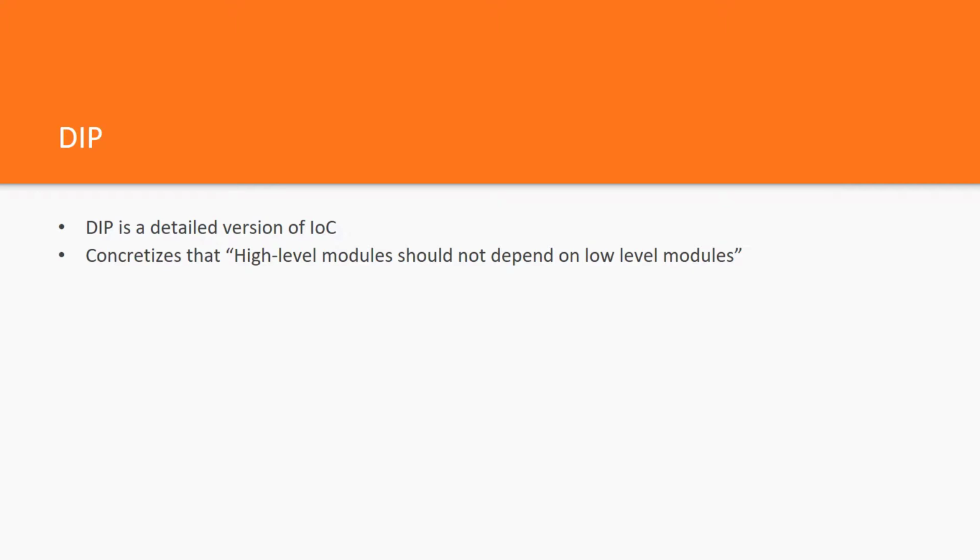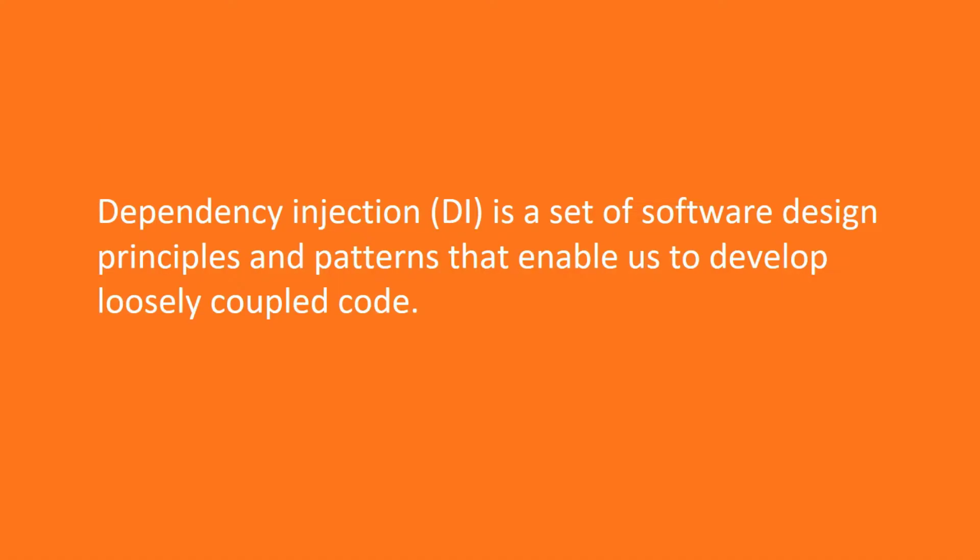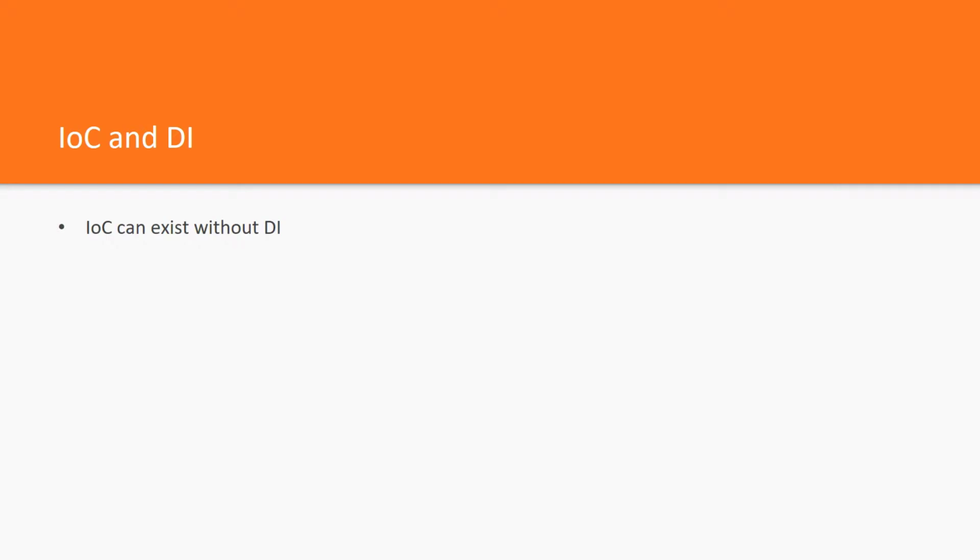According to the definition of dependency injection given by Mark Seemann in his book Dependency Injection in .NET, which I recommend to you very much, dependency injection is a set of software design principles and patterns that enable us to develop loosely coupled code. At the same time, you need to understand that IoC can exist without DI.